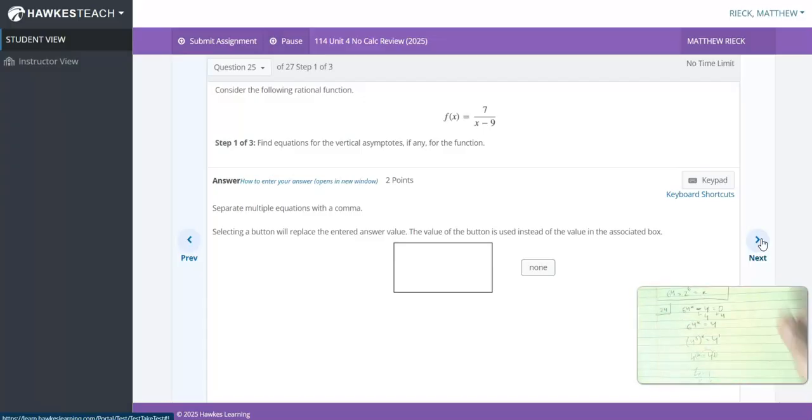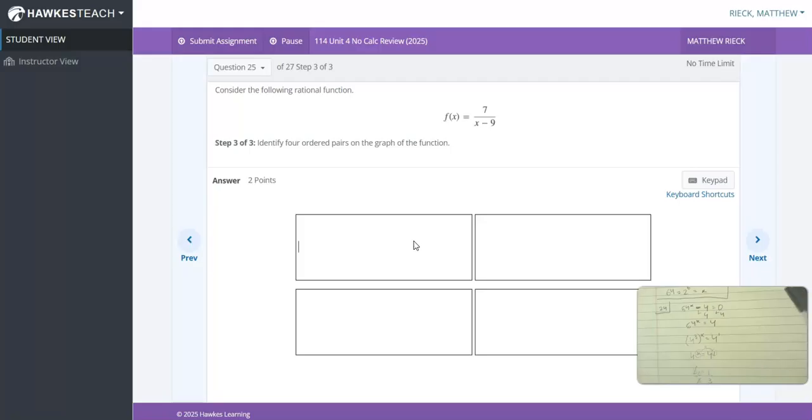All right, so again, your vertical asymptotes are going to be when your denominator equals 0. So again, we have x minus 9 equals 0. You can add 9 to each side, so we end up with x equals 9 for my vertical asymptote. All right, horizontal asymptote, so here the degree of my top is less than the degree of my bottom. So in that case, the horizontal asymptote is going to be y equals 0.